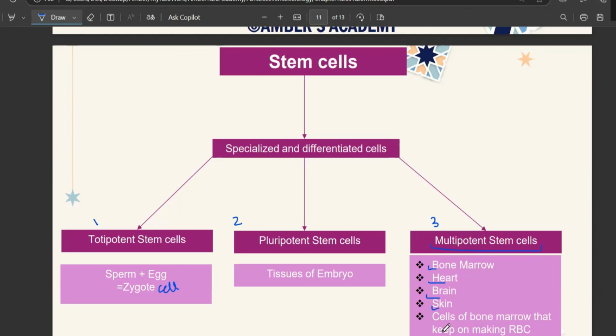Similarly, your bone marrow will keep making RBCs, right? Because an RBC has just a lifespan of 120 days. So there are those multipotent stem cells present inside us in our bone marrow that are responsible for producing RBCs, which is a lifelong process. Okay. So stem cells, what are they?